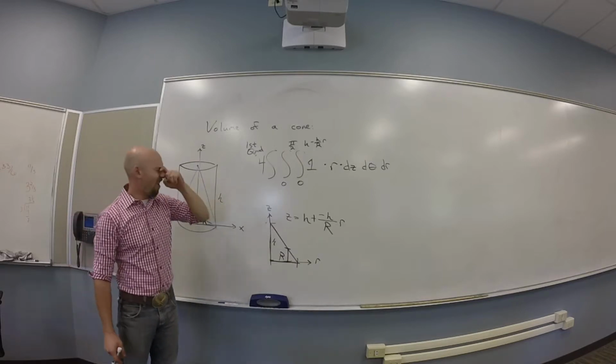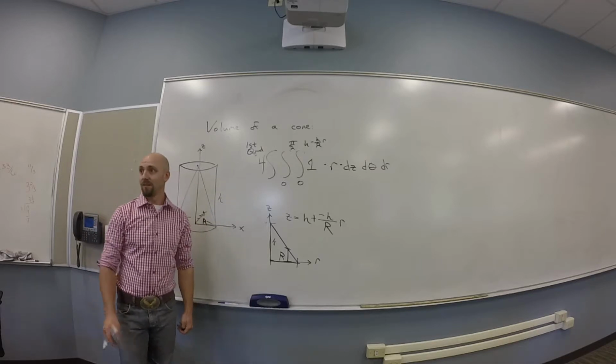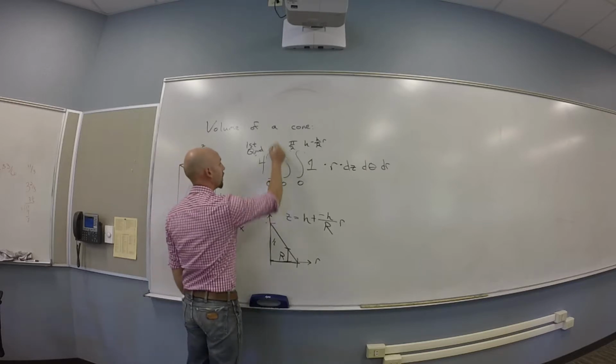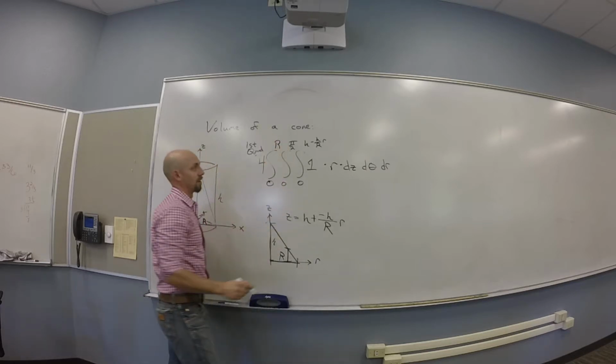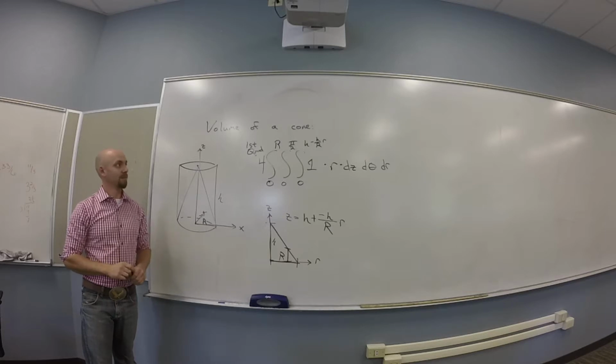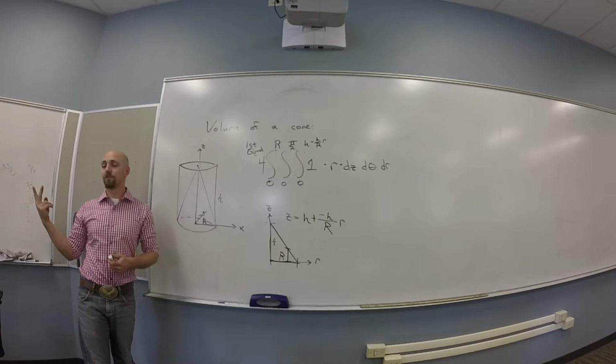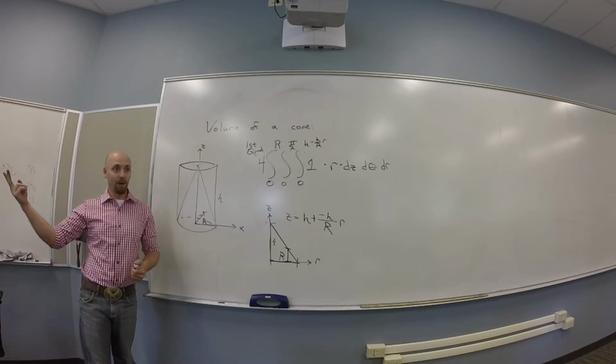And then where do my r's live? From 0 to capital R, right? Capital R is your input, basically. So I'm going to have two inputs for this volume. There's going to be a height and a capital radius.